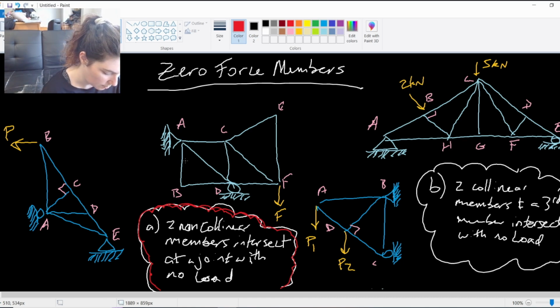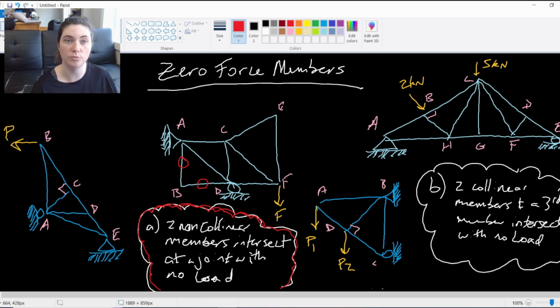So these two members bear no load. They are zero force members. This truss would operate exactly the same without them. No load on them whatsoever.